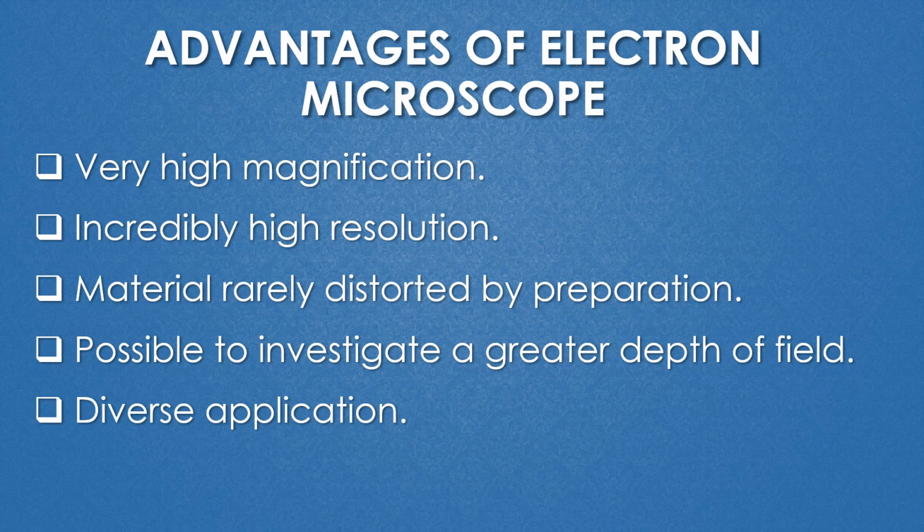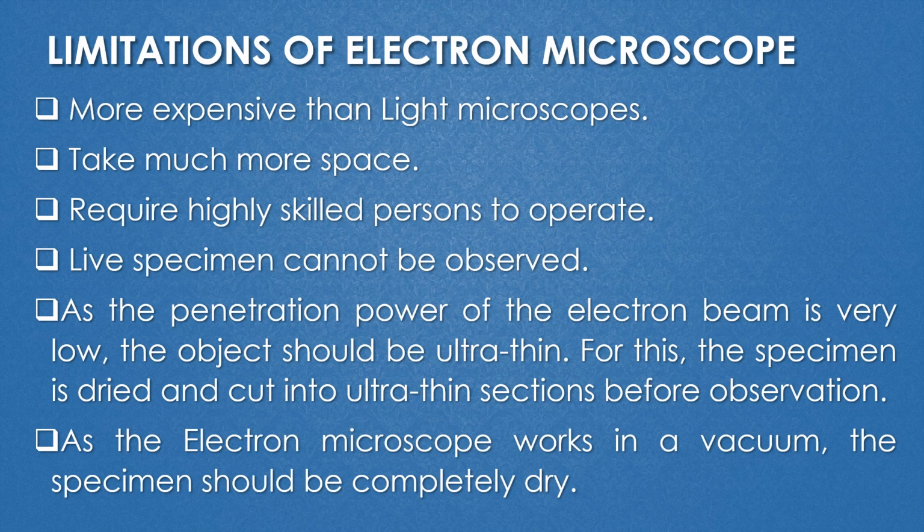Regarding the advantages of the electron microscope: very high magnification, incredibly high resolution, and materials rarely distorted by preparation. It can be used to investigate a greater depth of field, and it also has diverse applications. Next, regarding the limitations: it is more expensive than light microscopes and takes much more space. It requires highly skilled persons to operate. Live specimens cannot be observed in the electron microscope, as the penetration power of the electron beam is very low.